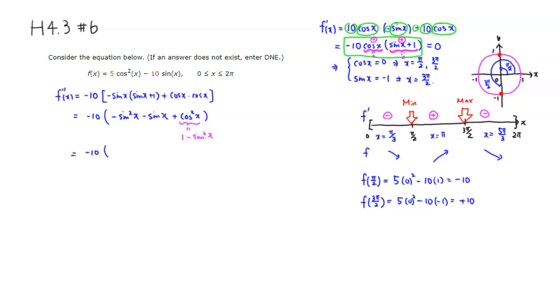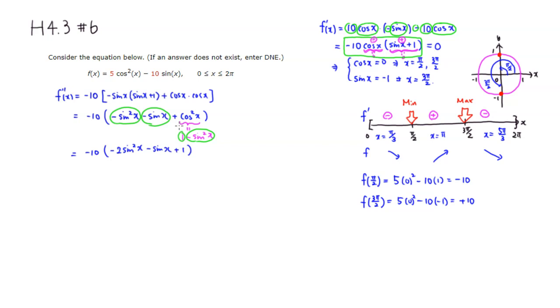Right, so I'm going to collect: you have a negative sine squared, you have another one, so it's going to be a negative 2 sine squared of x, right? And then we have negative sine of x, and then we're going to have plus 1. So we have to take care of that. So we're going to have plus 1.